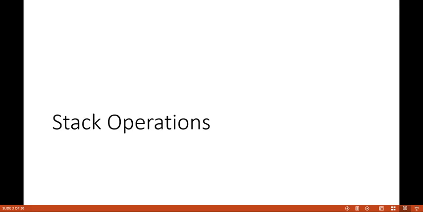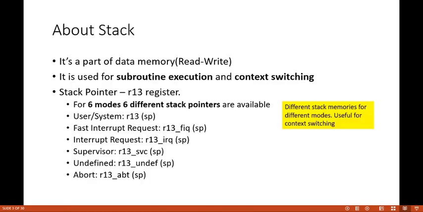So let us start with the first one, stack operations. Students, you know stack. Stack is that part of the data memory which is used during the execution of the program, specifically where you are using the subroutine. Another code you are calling from the main program and you are returning from that code into the main program. This is called as subroutine. In the subroutine execution and in context switching, we are using the stack memory. In case of ARM7, R13 register of ARM7 is treated as stack pointer.